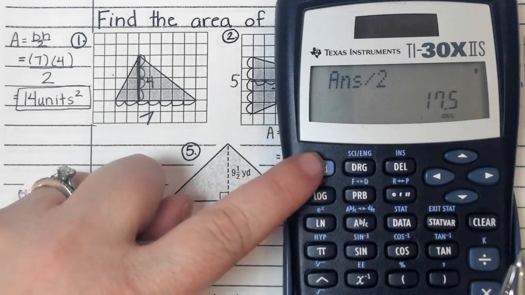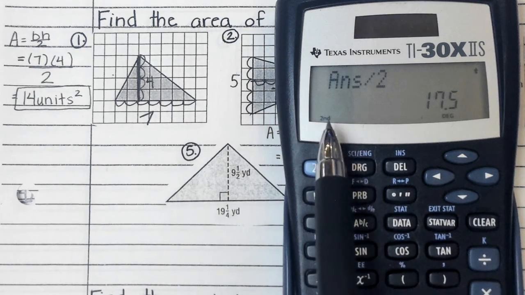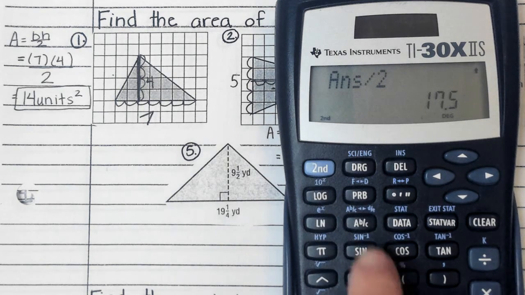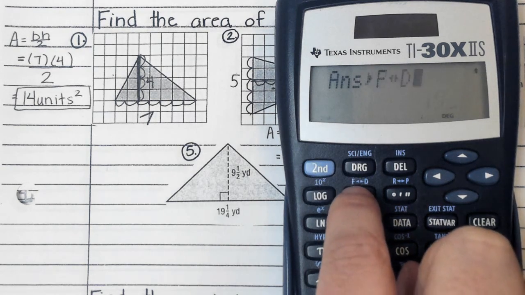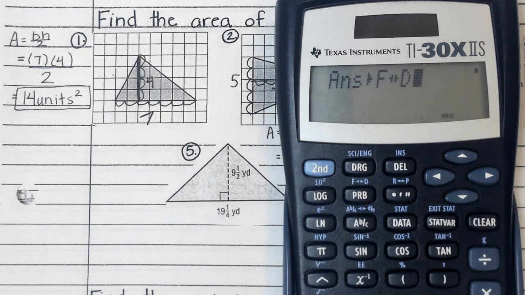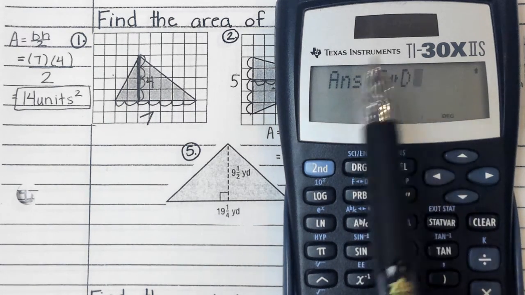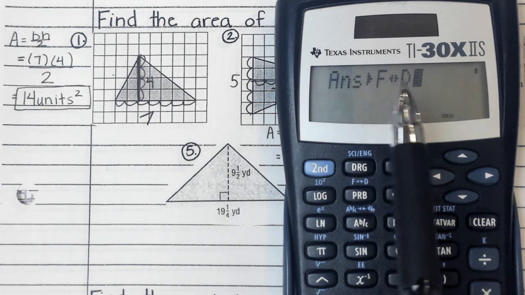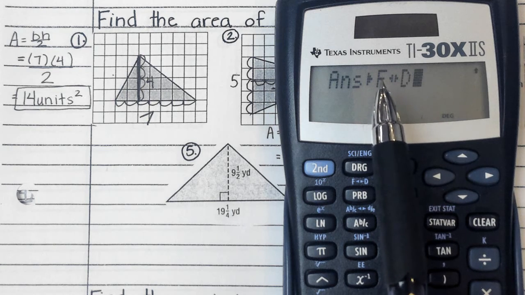So I'm going to hit the second button, and look what popped up. Do y'all see that? It says second. What that means is, hey, you've hit shift. Now I can hit the PRB, and it's going to let me use that F and D button. And do you see how it popped up on the screen? F and D. Okay, it's showing my answer. We're changing it. It's not going from fraction to decimal, but it's going from a decimal to a fraction. Now just hit enter.